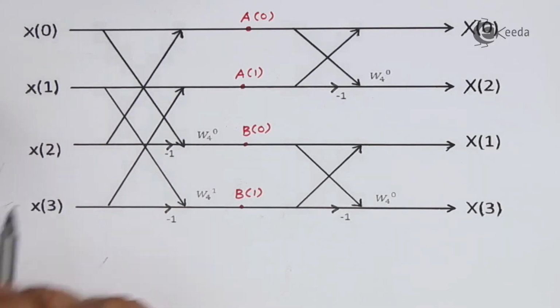First of all, what is my x of 0? What is my x of 1? What is my x of 2? What is my x of 3? What is the input sequence? In our question, x of n is nothing but cos of n pi by 2. We have to calculate the input sequence.